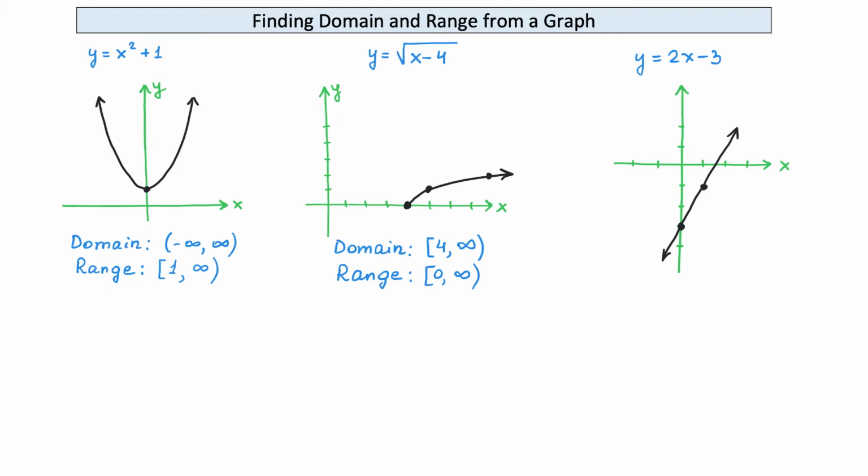Now let's find the domain and the range. These arrows tell us that the graph will go indefinitely left and right and up and down. Therefore, both the domain and the range will be negative infinity to positive infinity.